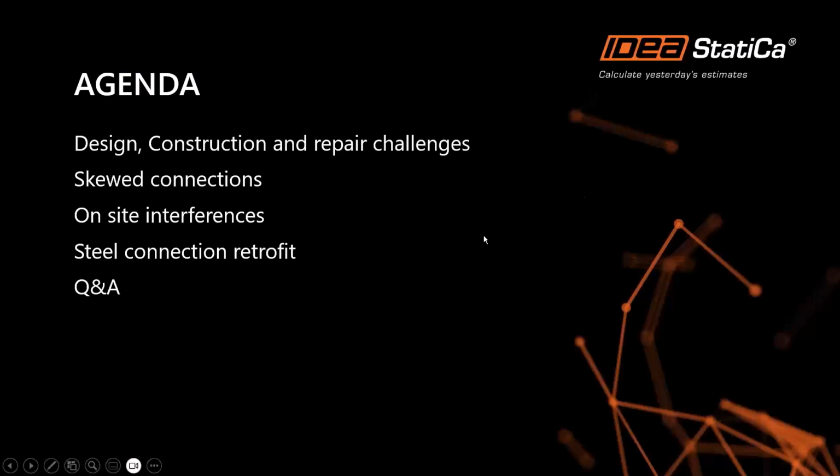So again, as we look at the agenda for today, we'll look at design, construction, and repair challenges. We picked a couple of specific things to look at. First one will be skewed connections. Then we'll go to on-site interferences, and then some retrofit of steel connections. So we'll show an example of each one of those, and then obviously we'll jump into the Q&A at the end.